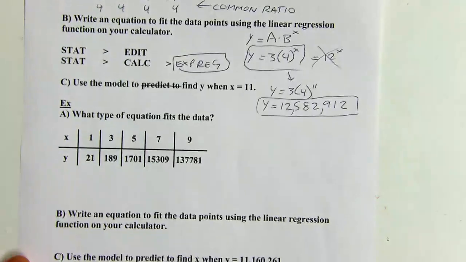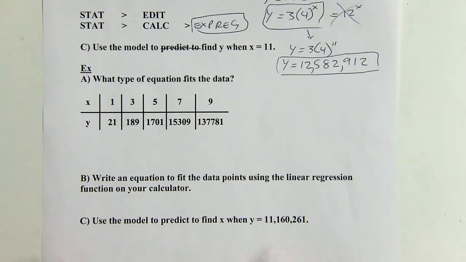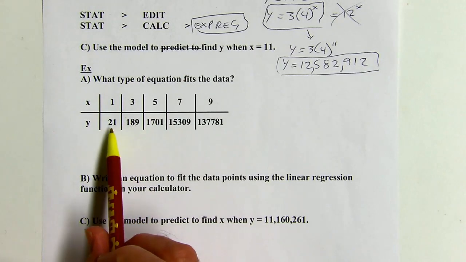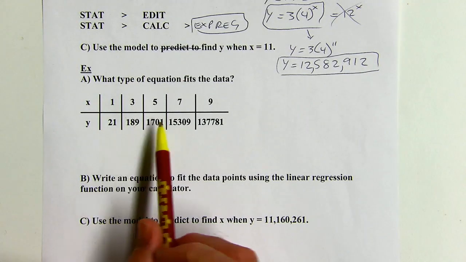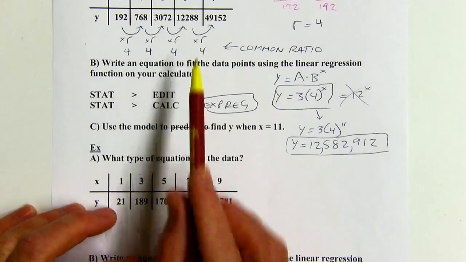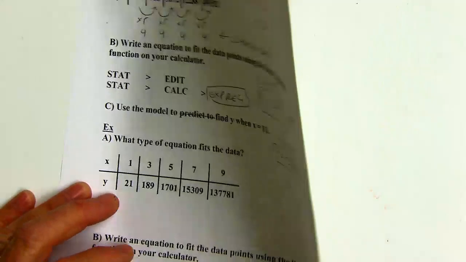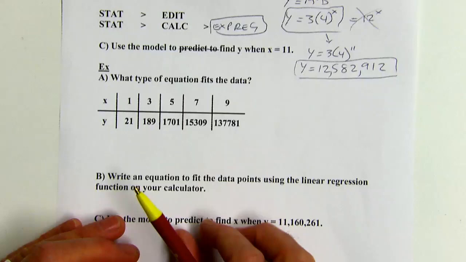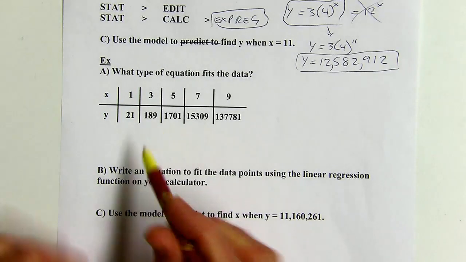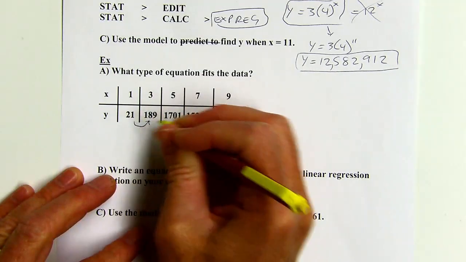All right, let's take a look at another. So what type of equation fits the data? So first off, maybe you'd look at the differences. I can see those y's are increasing really quickly, just like these are. So I'm thinking that this might be an exponential function and not a first or second or third degree function. So I'm going to try exponential first. I'm going to see if this has a common ratio.